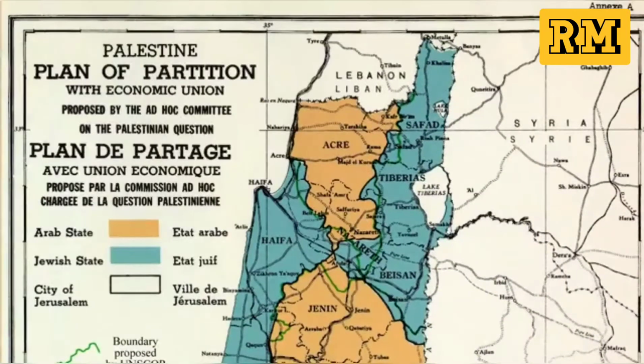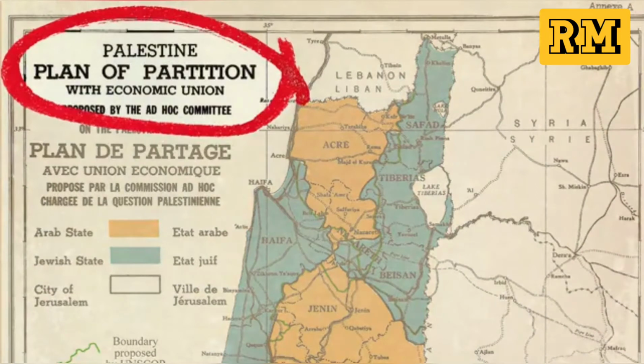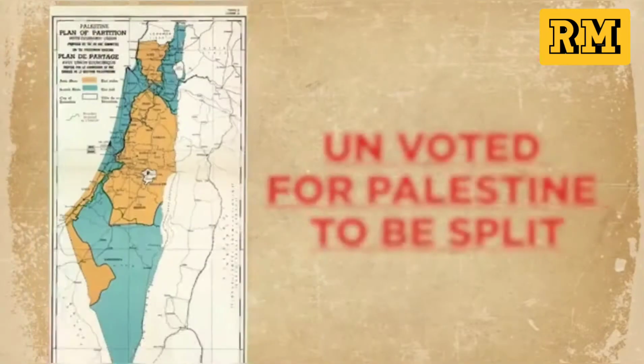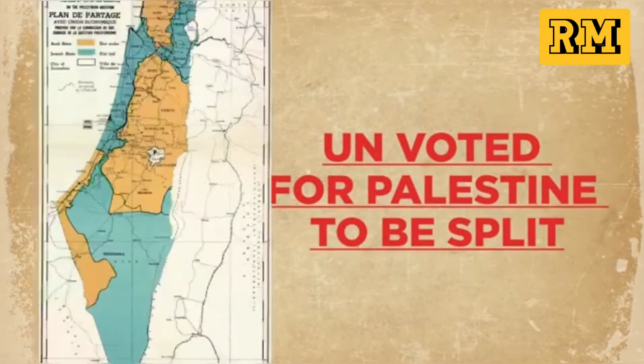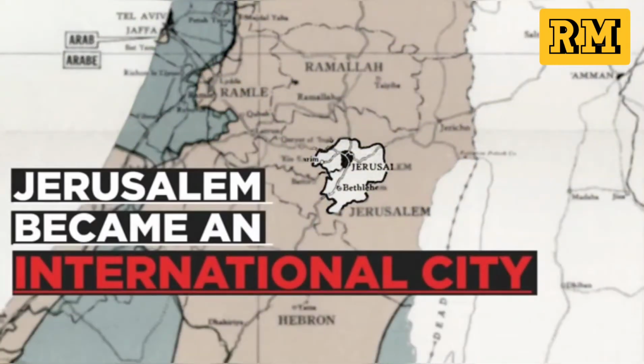In 1947, the UK turned the Palestine problem over to the United Nations. Ultimately, the UN voted for Palestine to be split into Jewish and Arab states, with Jerusalem becoming an international city. But this wasn't going to end the conflict, and it never did.